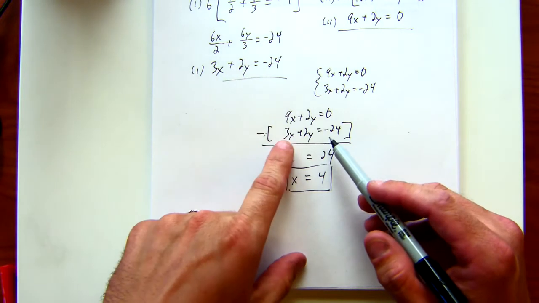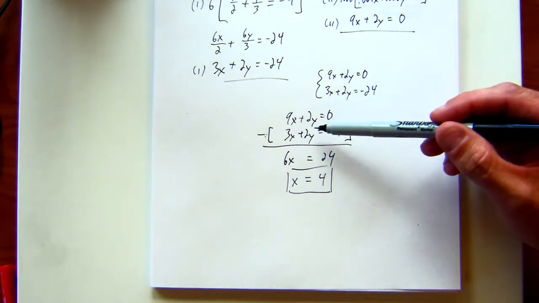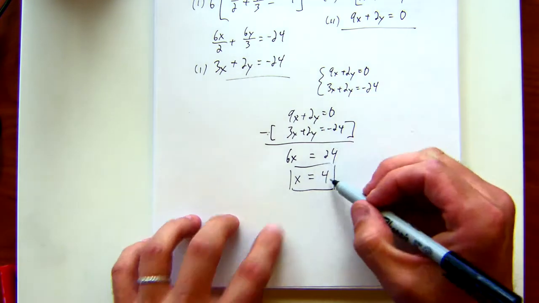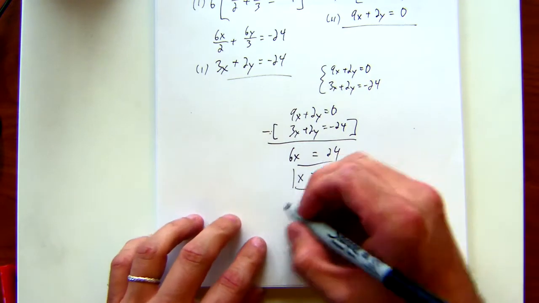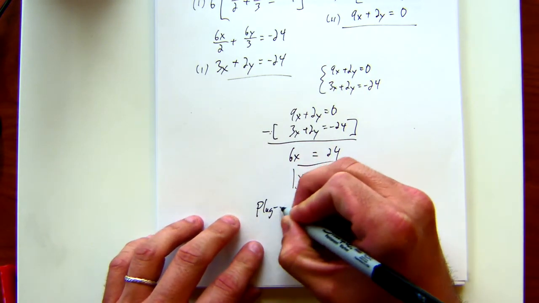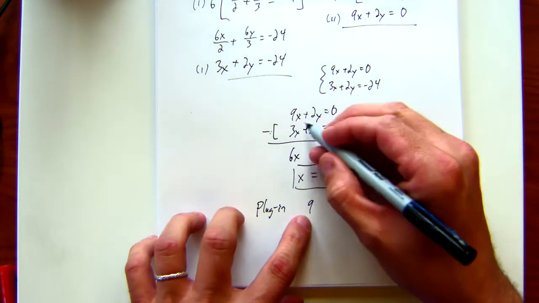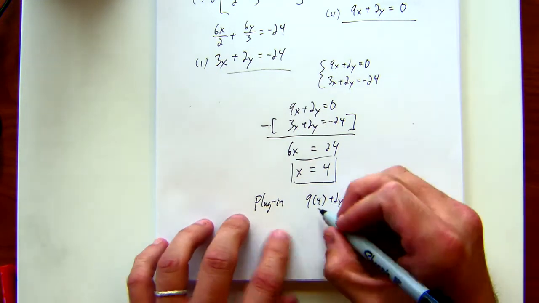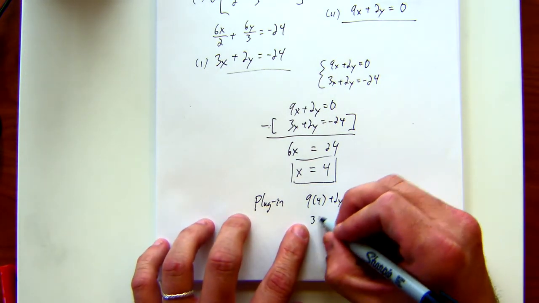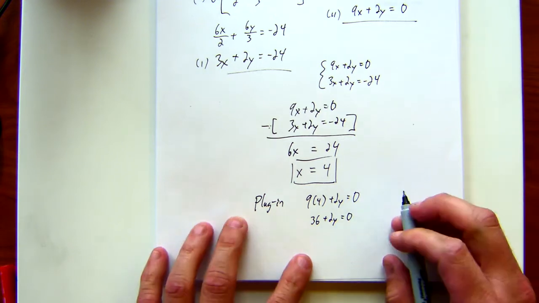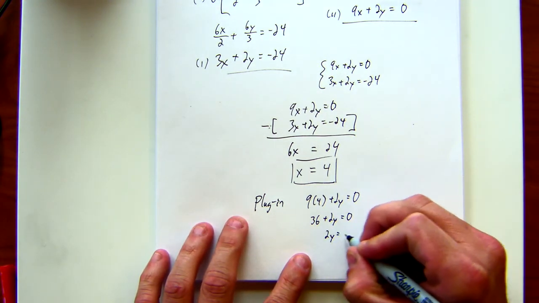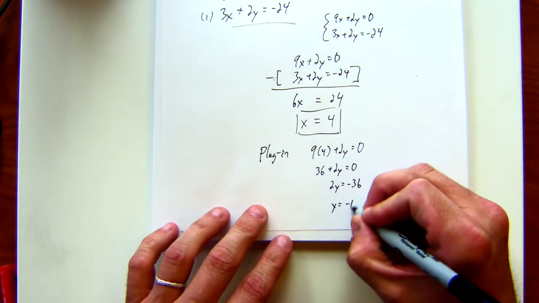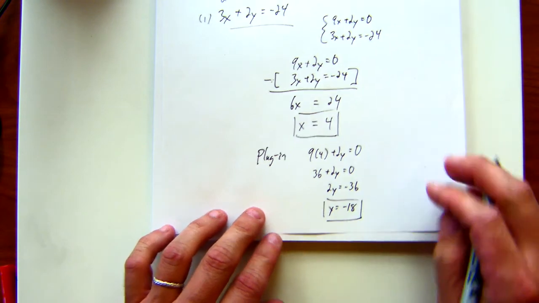What do you mean the negative? Yeah, you can plug it into that. That's fine. So let's plug this x into here. So we get, plug in 4 instead of x, I have 9 times 4 plus 2y is equal to 0. 9 times 4 is what, 36? Plus 2y is equal to 0. Subtract your 36. 2y is negative 36. And divide by 2 to get y is negative 18. Any questions?